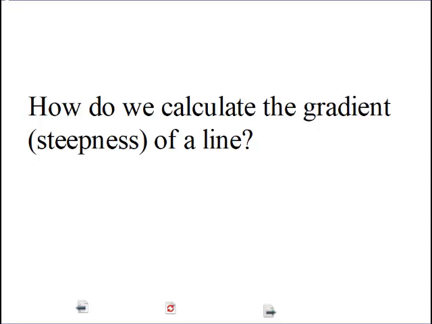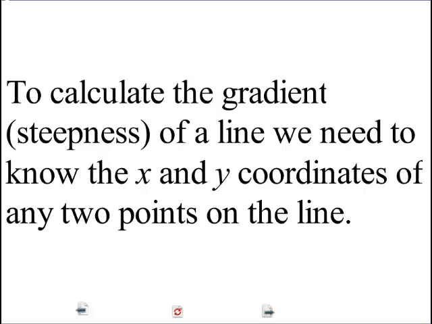So how do we calculate the gradient or the steepness of a line? Well, in order to calculate the gradient or the steepness of a line, we need to know first the x and y coordinates of any 2 points on the line. What that means is that before we can do anything else, we need to find 2 points on that line and determine the x and the y coordinates of those 2 points.